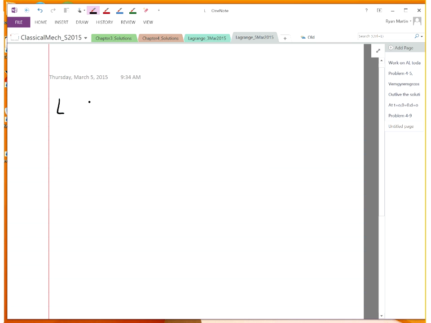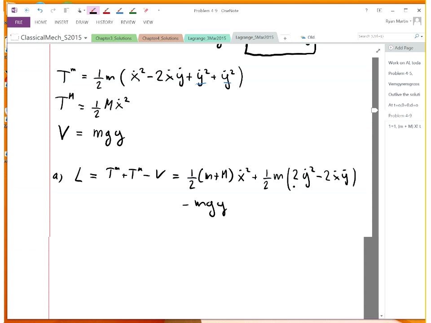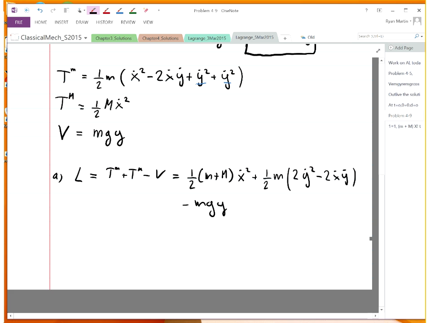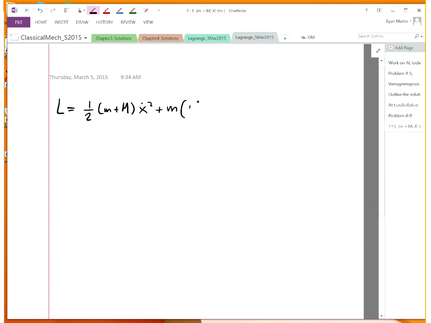So let me write our Lagrangian again at the top of the page. L is a half lowercase m plus capital M times x dot squared, plus little m times, well, there's a half that cancels the two in each case, so let me call that y dot squared minus x dot y dot. And then minus the potential energy, which is mgy.